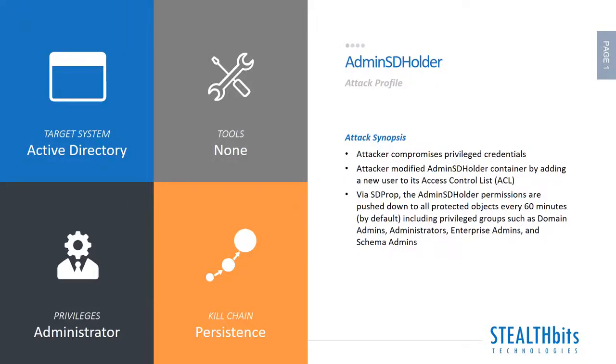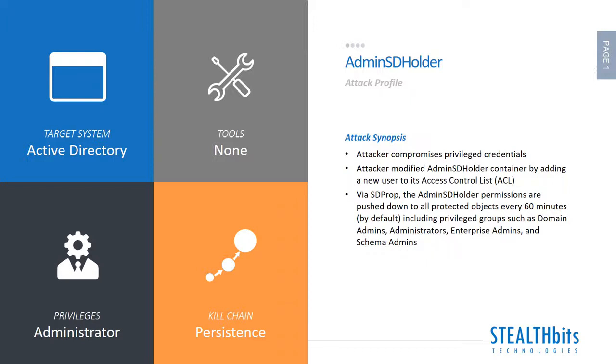In this video, we will be looking at the AdminSDHolder attack, which is a form of persistence within Active Directory. The concept behind this attack is if a user is able to get access to a domain controller with privileges, even just for a minute, they can make a modification to the access control list of a special container called the AdminSDHolder.